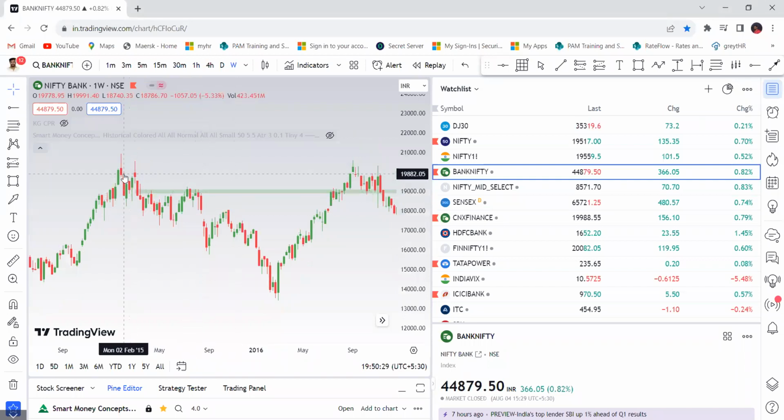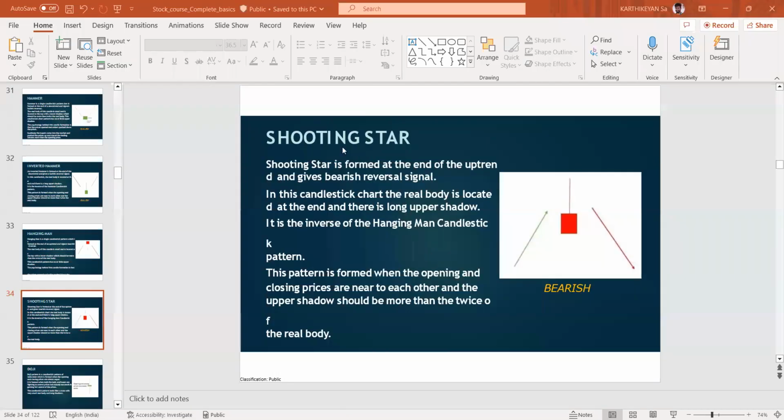Like from here, we can say it's a consolidation. After that, the price started falling. Next, the shooting star. Even this looks pretty much similar to the inverted hammer, but it will be formed at a resistance, which signifies the reversal.